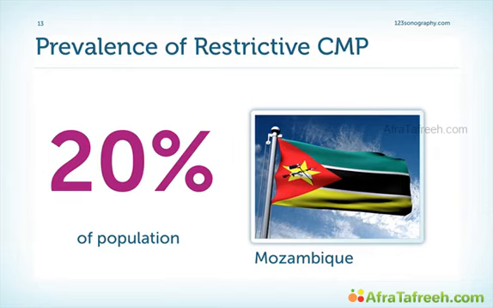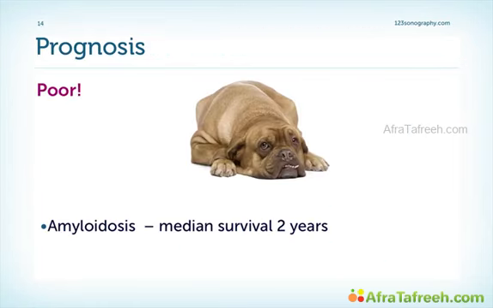Because these different diseases vary with respect to their incidence in different countries and geographical regions, we also have a different prevalence of restrictive cardiomyopathy depending on which country we're talking about. For example, in Mozambique, where endomyocardial fibrosis is quite frequent, we have a fairly high prevalence of approximately 20% of the population. In the Western world, the prevalence has been reported to be much less, even though I believe it's probably an underdiagnosed disease, simply because it's sometimes very difficult to diagnose restrictive cardiomyopathy. The prognosis is poor. For example, in amyloidosis, the median survival is only 2 years.